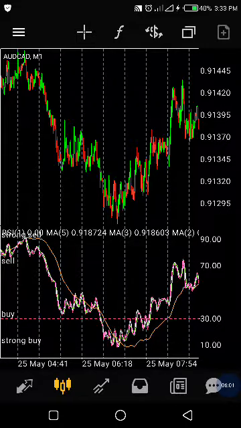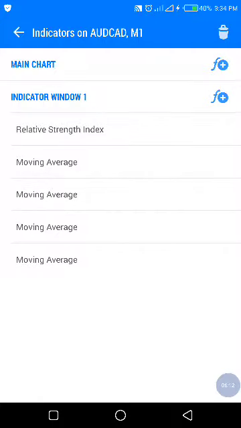So now it has not ended there. What are the conditions I take note of before I use this strategy? Okay, I'll have to include the stochastic and the MACD on this chart.